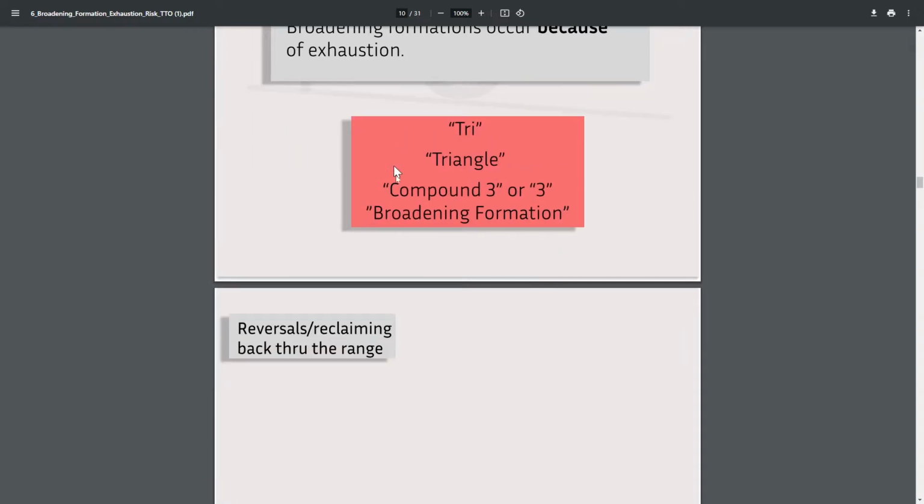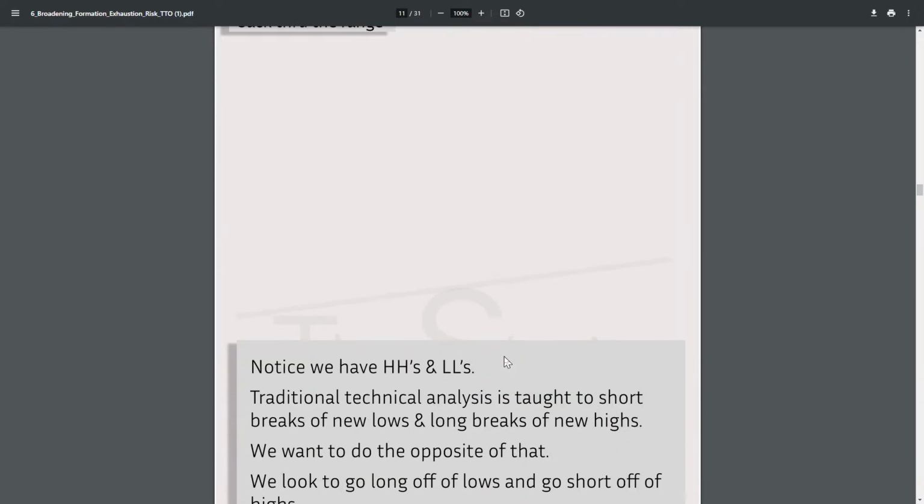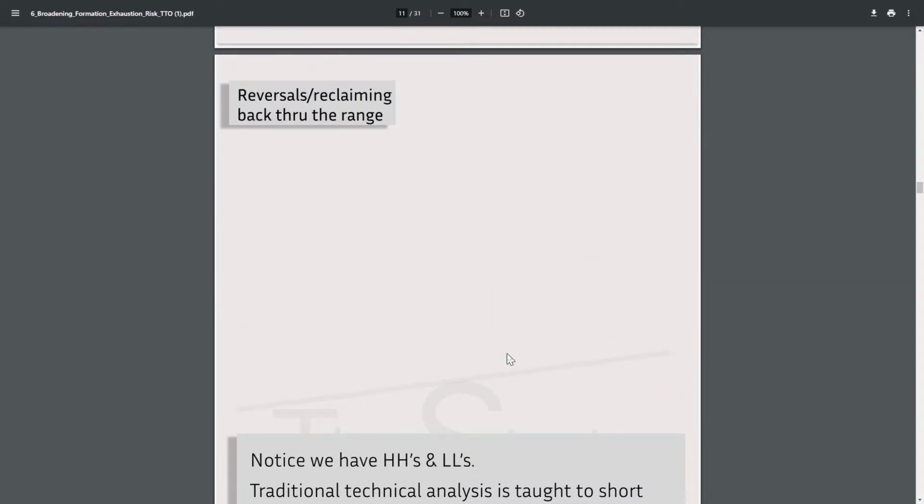We really do have lots of words for a broadening formation: triangle, compound three, or broadening formation. And we already did cover what a compound three is. It's just two or more bars that become an outside bar of the previous bars. It just takes a little longer.